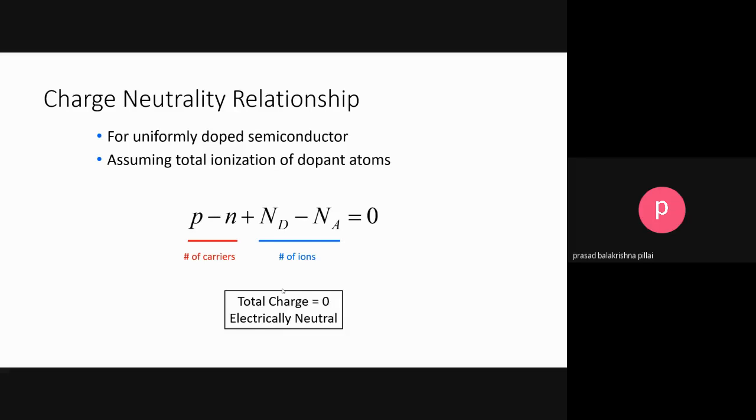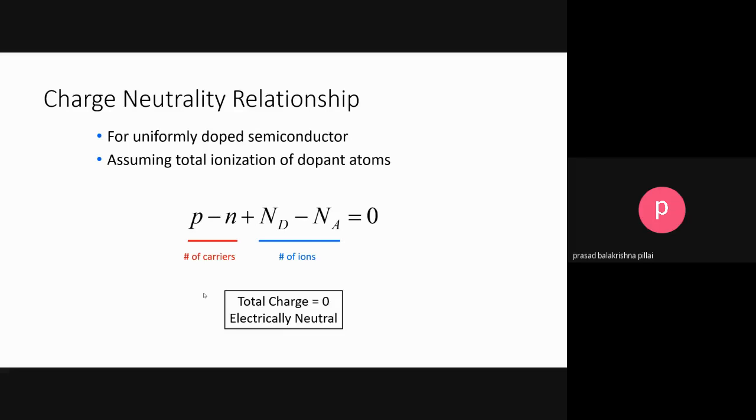Now, let's find out the carrier concentration. So this is the starting point. It's a very simple thing. We are taking an extrinsic semiconductor where you have mobile carriers and immobile carriers. Nd is the donor atoms and Na is the acceptor atoms per unit volume, P is the hole concentration and N is the electron concentration per unit volume, of course.